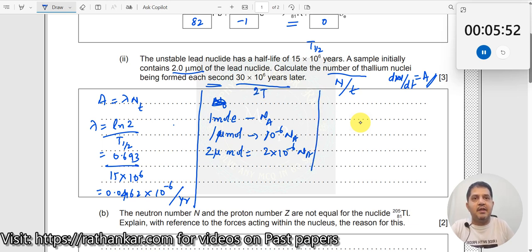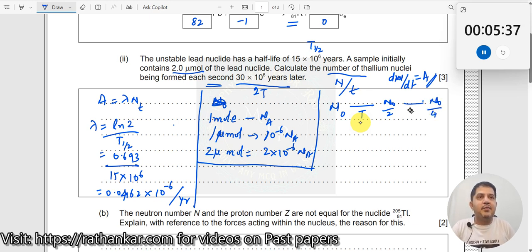Let me do one more here. See, this problem is really bigger. Okay, now you had initially N0 atoms. After 1 half-life, this will become N0 by 2. After 1 more half-life, it becomes N0 by 4. So after 2 half-lives, this is the value over here.